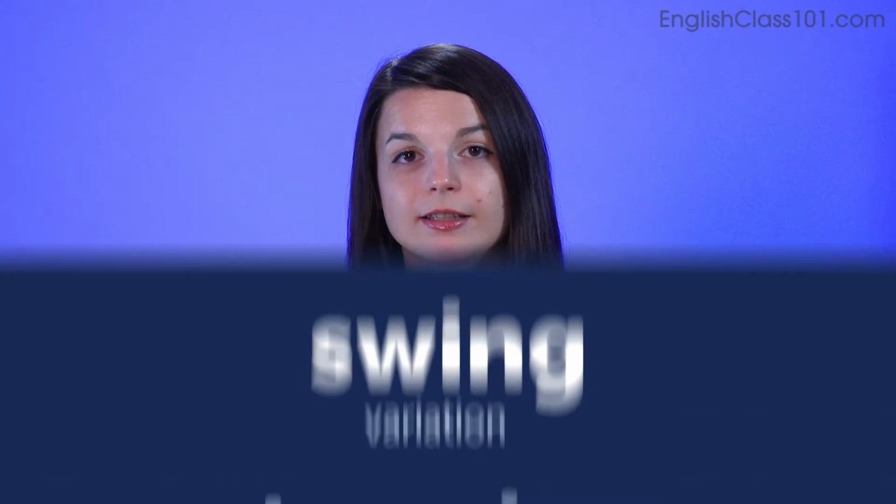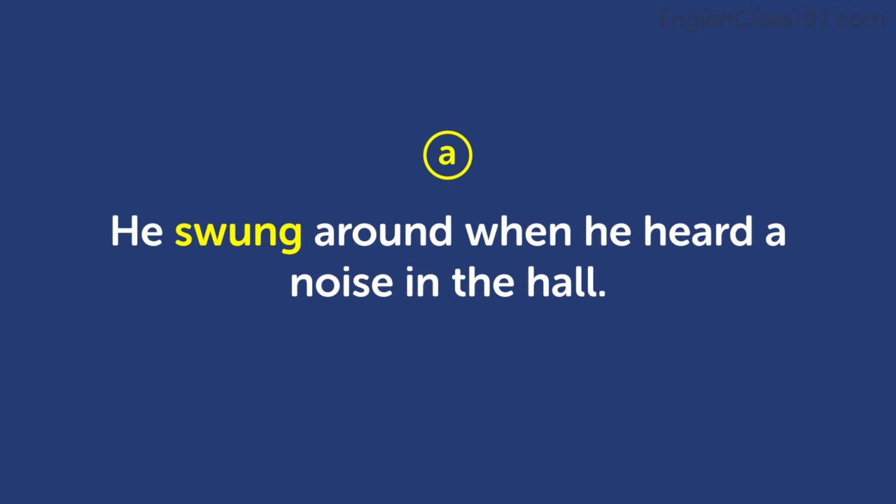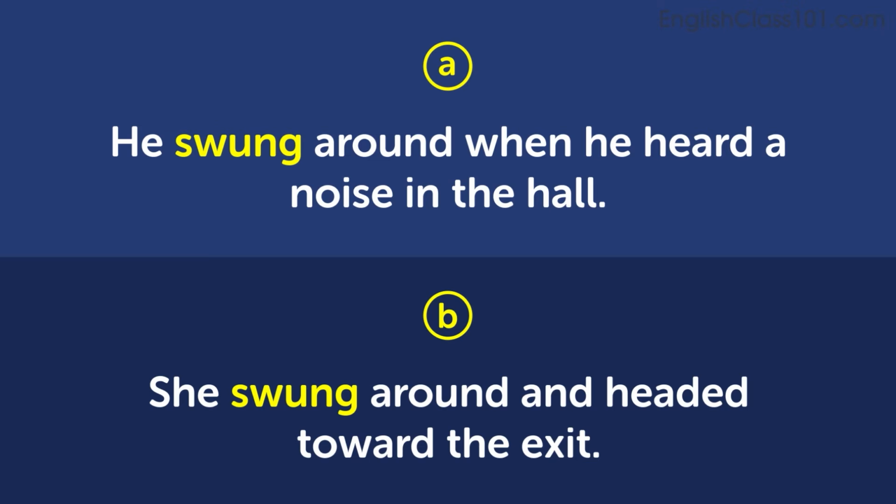Okay, so let's move on to some variations then. The first variation is to swing around. To swing around means to turn around very quickly. Some examples. He swung around when he heard a noise in the hall. She swung around and headed toward the exit.